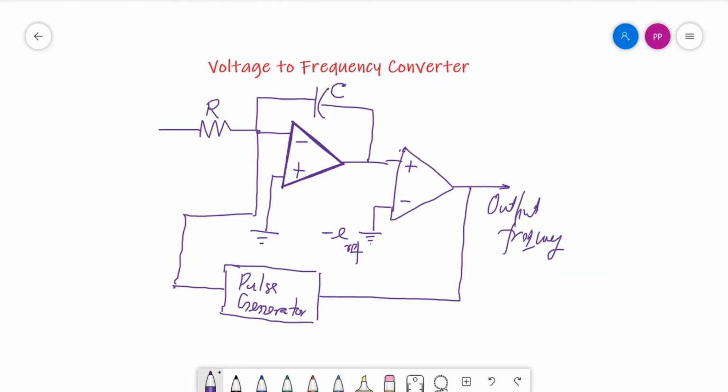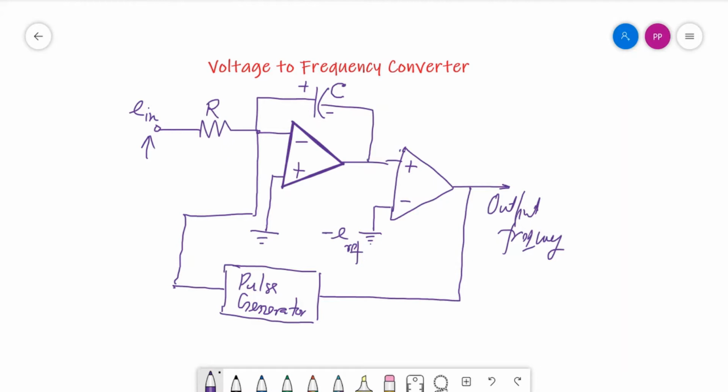The voltage input which we are going to convert is given to this point, and we are using an integrating circuit. So how does the circuit work? If you see, the input is given to the inverting input of the integrator. This is a positive input. Gradually we will develop a positive charge on the front plate of the capacitor and a negative charge on the other plate of the capacitor.